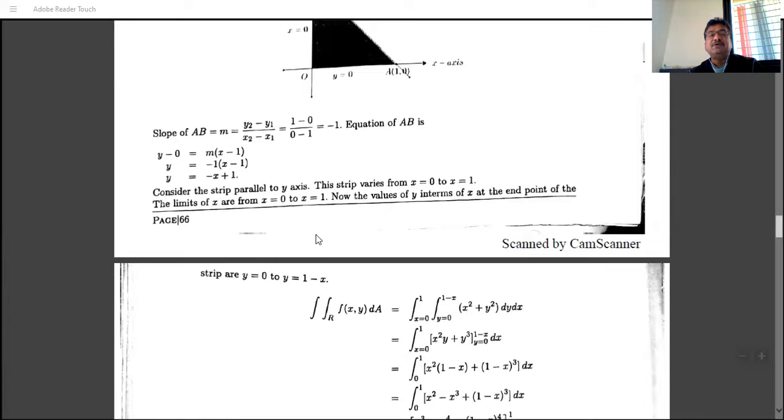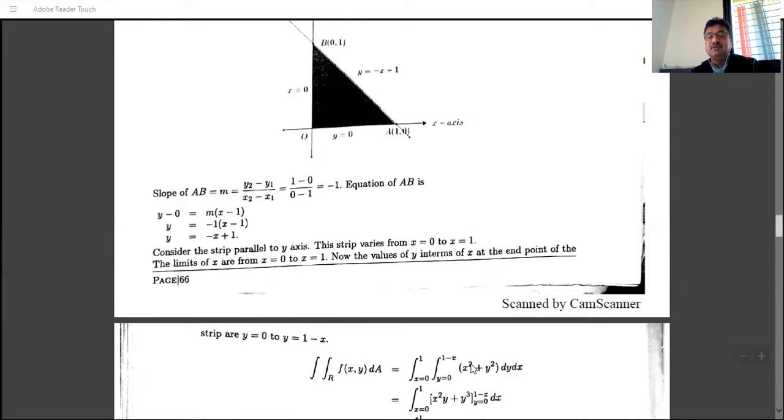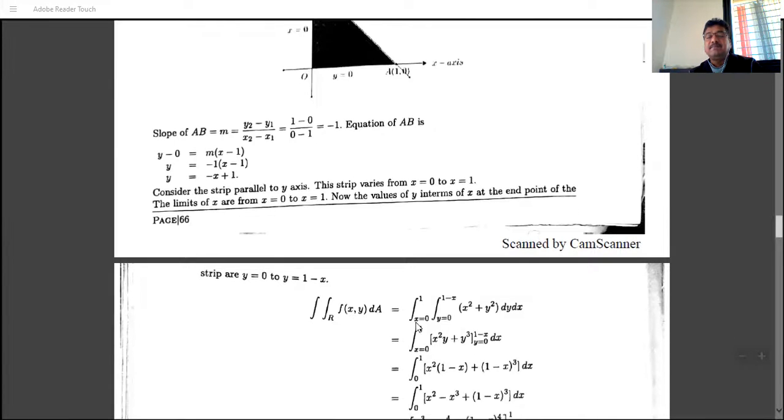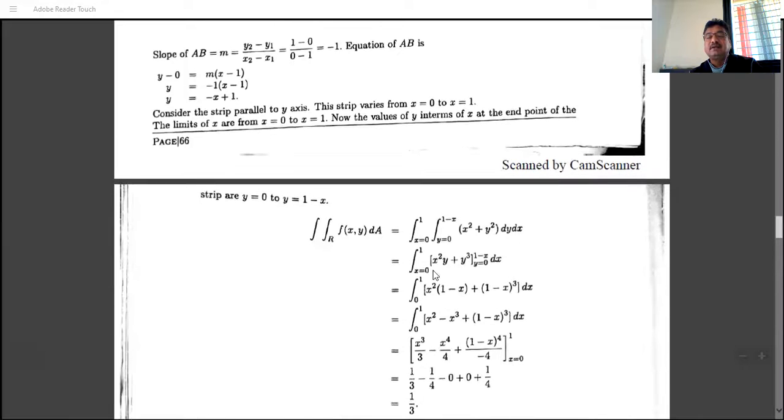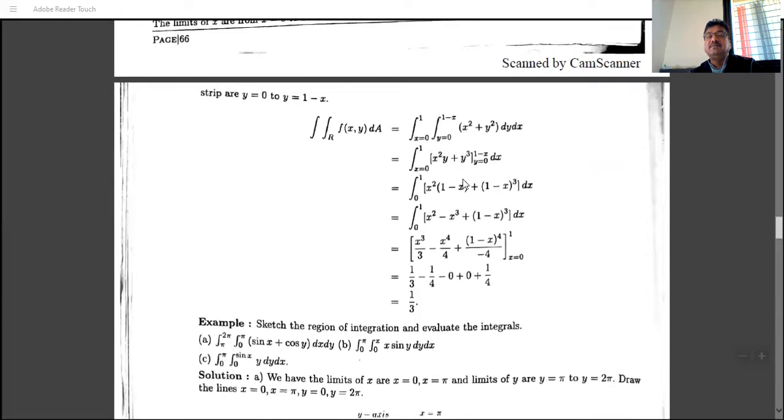Now integrate with respect to y first, suppose. In order to integrate with respect to y, first take a strip parallel to the y axis, that is a vertical strip. The vertical strip has one end stretching to y is equal to 0. So y is equal to 0 is the lower limit, and y is equal to minus x plus 1 is the upper limit. And in order to cover this region, we have to move this vertical strip from this point to this point, that is x runs from 0 to 1.